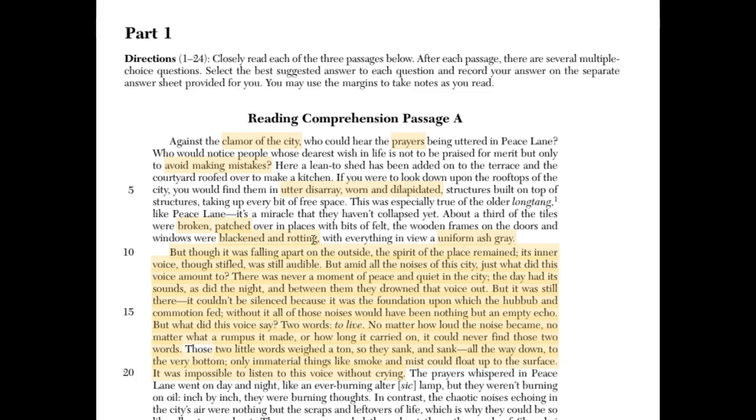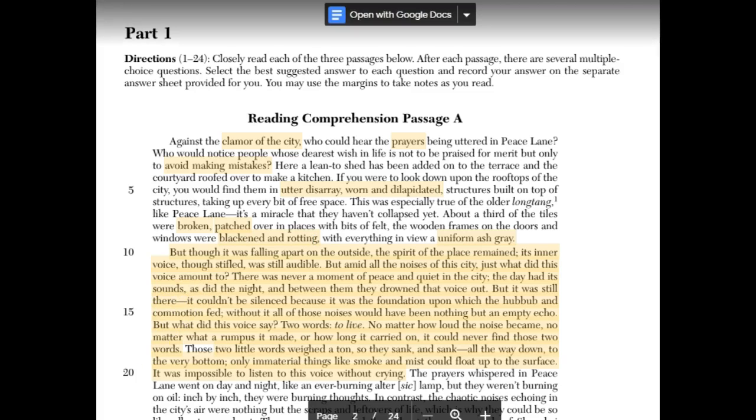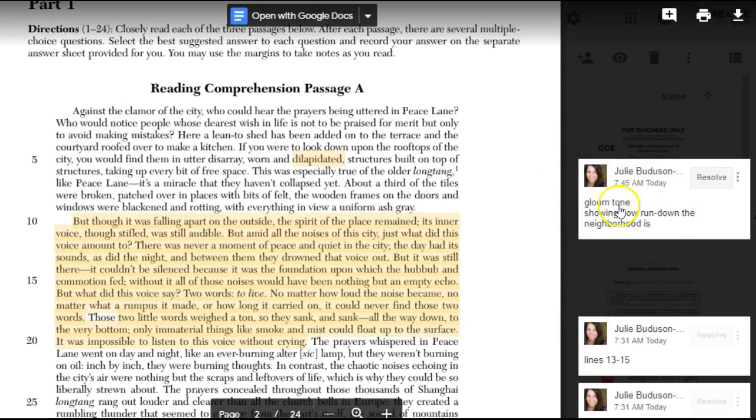here? Why is the author including this? So it seems like the author's trying to tell me that this place was worn down and out of shape and creating this dark, gloomy tone. So I would write that in an annotation on the side of the first paragraph. I would write down what I think the author is doing, the tone, what's the purpose.